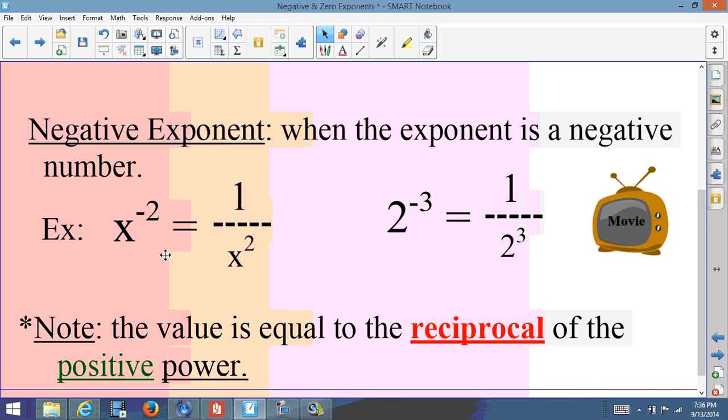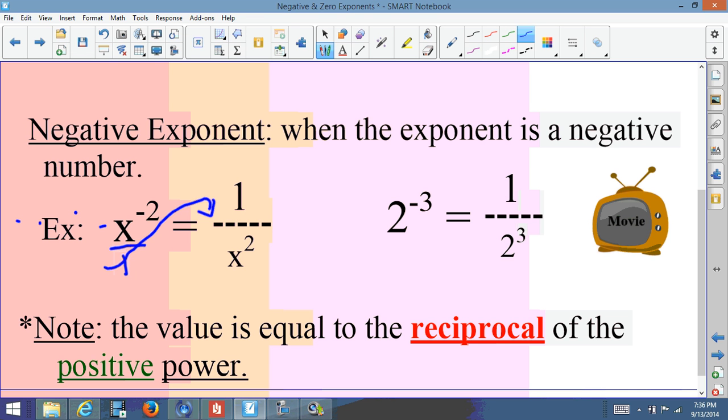Where did the 1 come from, you may ask? Well, when you have a whole number or a variable, you can put a 1 underneath it, and then you can flip it upside down. And that's where the 1 comes from.